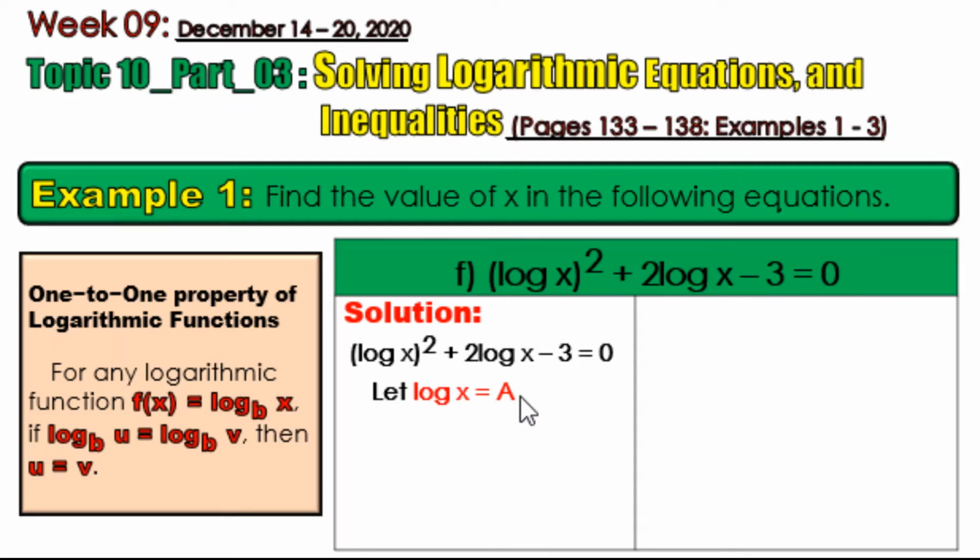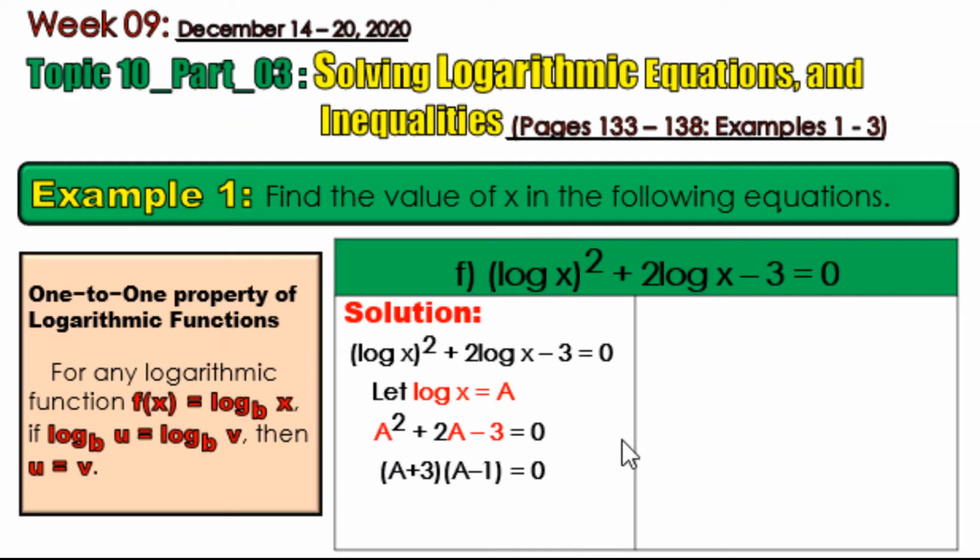So let a be equal to logarithm of x. So we will be substituting logarithm of x by a, so that we can have a squared plus 2a minus 3. So logarithm of x is equal to a, and then minus 3. So if you can see, this is in quadratic form. Okay, quadratic form, it is a polynomial of second degree. Okay, and then we will be solving for the value of a.